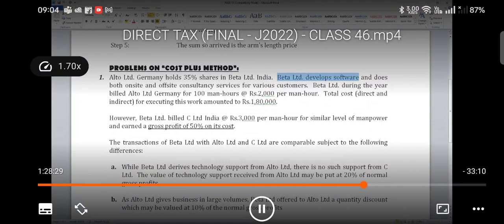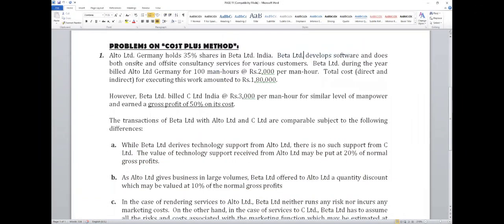Beta Limited develops software. And does both on-site and off-site consultancy services for various customers. Beta Limited India develops software and does both on-site and off-site consultancy services for various customers. Beta Limited during the year build Alto Limited Germany for 100 man hours, 2,000 rupees per man hour. The total cost, direct and indirect cost for executing this work amounted to 1,80,000. Students, can you explain something on this?